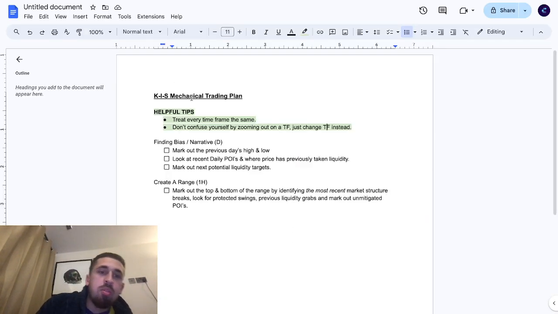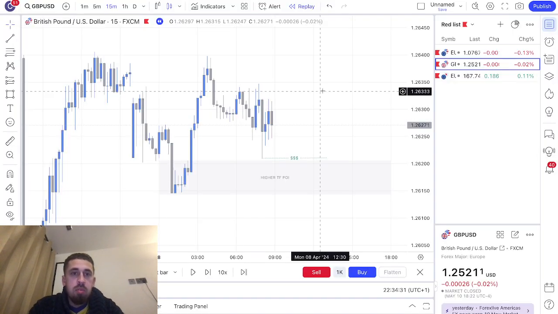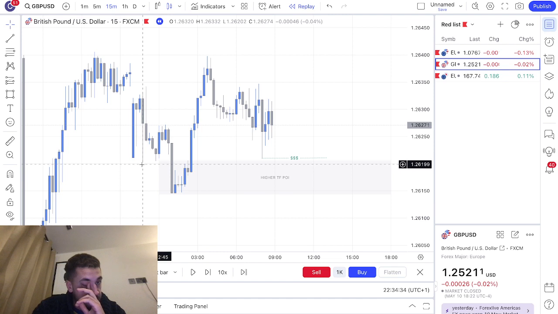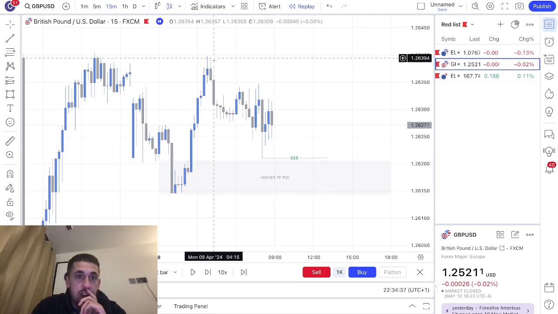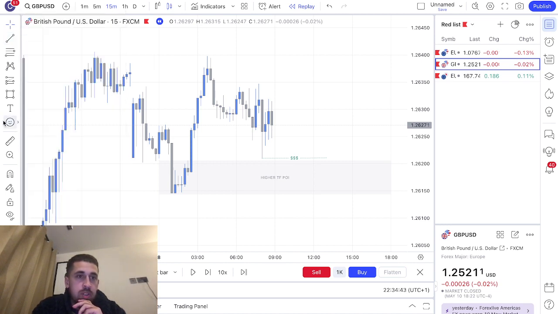Okay, so now, look. Create trade idea. So look at the 15-minute range. We need a protected low. This took liquidity and broke structure. So we're gonna mark that baby out.